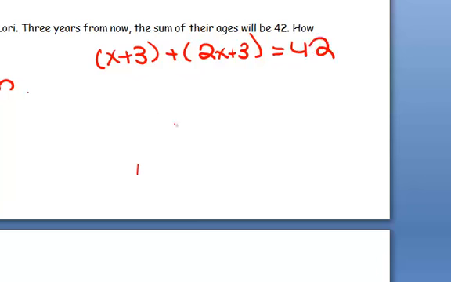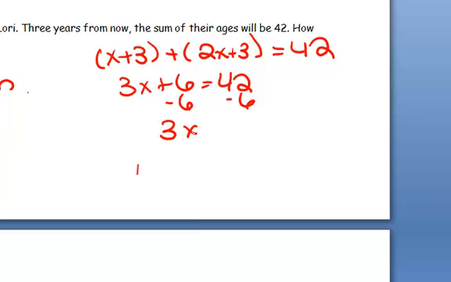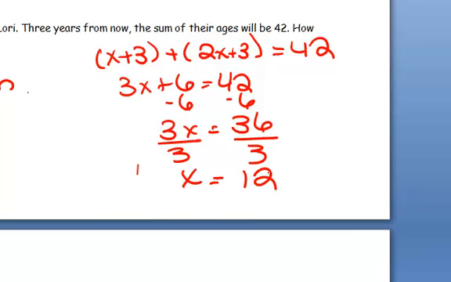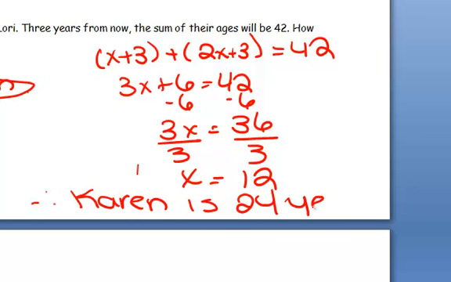Now let's just simplify. We have 3x plus 6 equals 42. Subtract 6 from both sides. 3x equals 36. x is equal to 12. So how old is Karen? Wow, well we said Karen was 2x. So therefore, Karen is 24 years old.